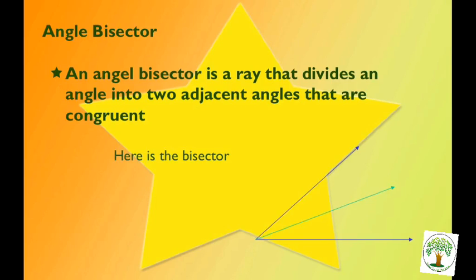So if I tell you that this thing cuts it into equal pieces, that means that this and this are congruent. That is what an angle bisector does. Bisect means cut in half. What does bisect mean? Cut in half.